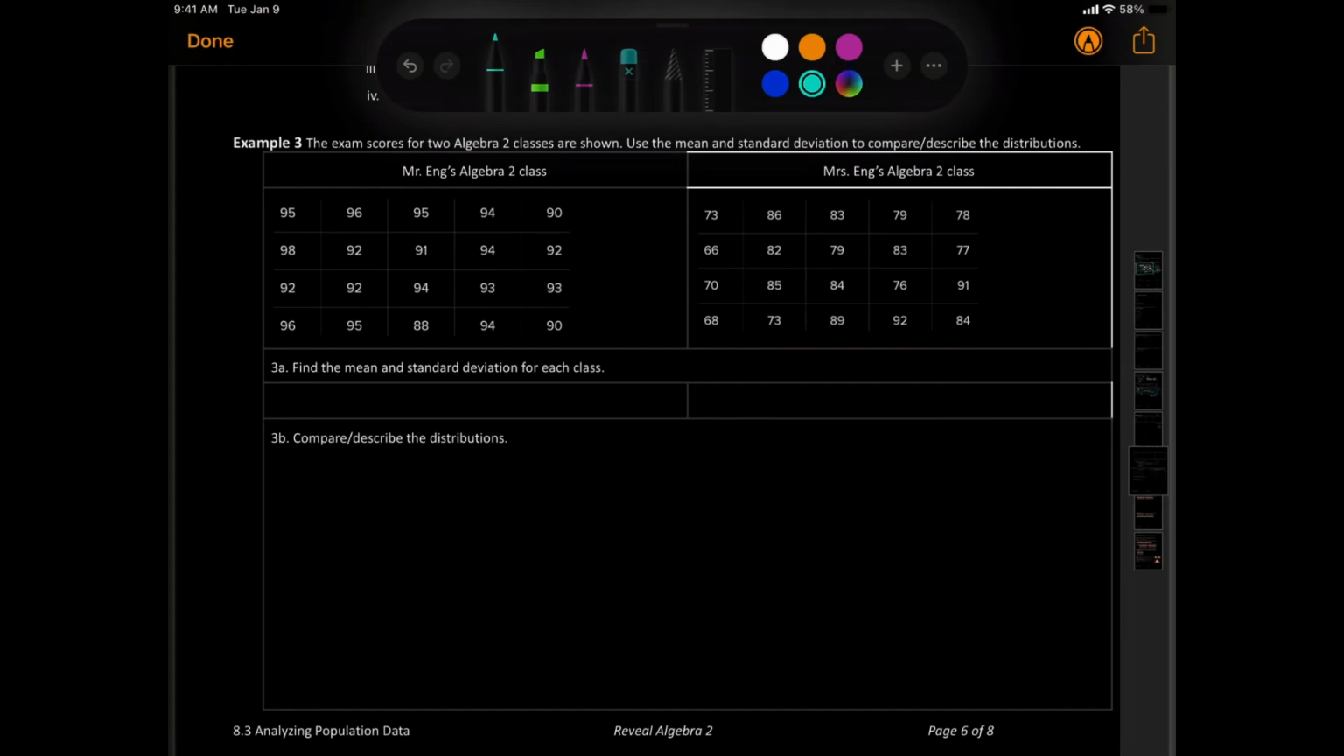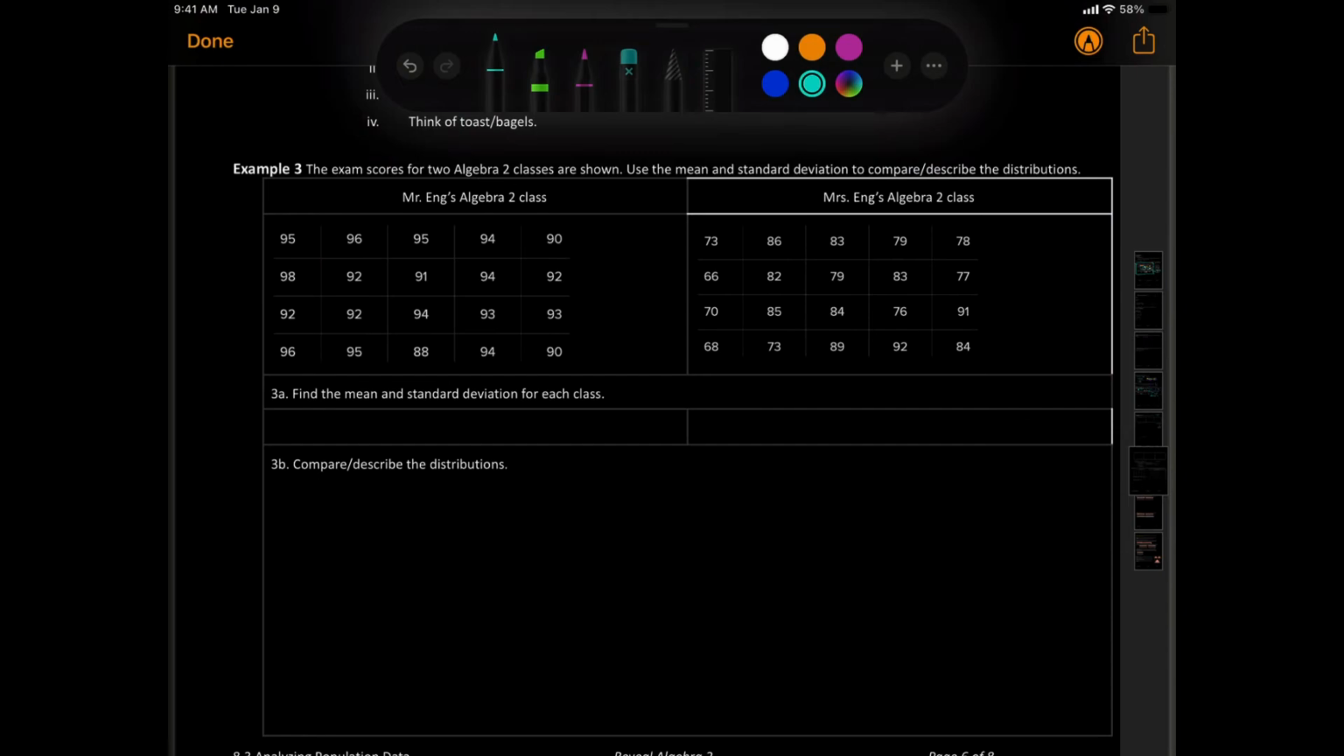All right, example 3 here. The scores for 2 Algebra 2 classes are shown. Use the mean and standard deviation to compare and describe the distributions. Go ahead and put those into your calculators, and you should be able to get a mean and a population standard deviation for both Mr. Ng's Algebra 2 class and Mrs. Ng's. Then write those down, and we're going to compare them using our SOCS.